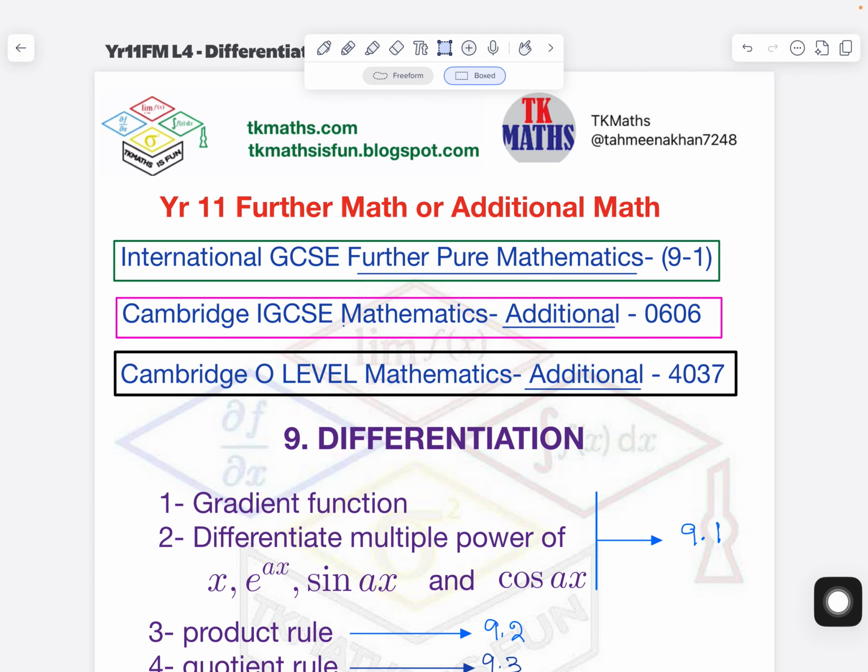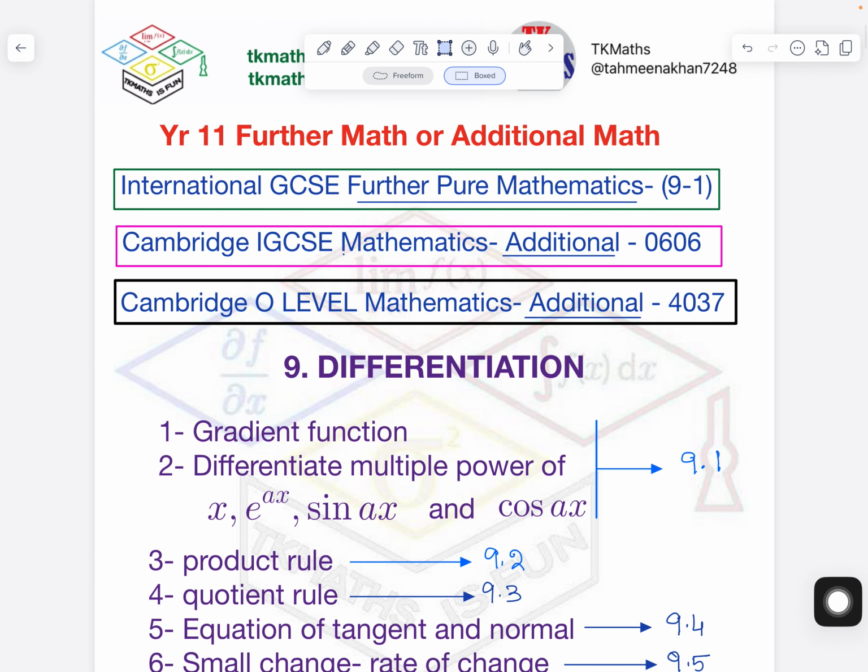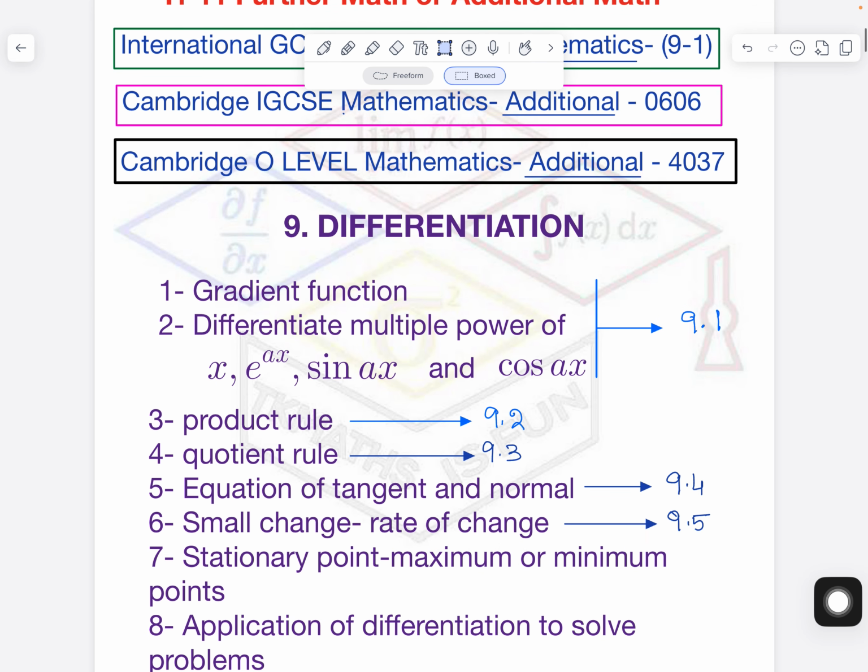In today's video, we will continue learning differentiation, which is part of the syllabus of Year 11 Further Maths. In some boards, it is called Year 11 Additional Maths. Codes are written here. The syllabus is the same, except that in the additional mathematics syllabus there is tangent differentiation as well as logarithmic differentiation. The rest is all the same.